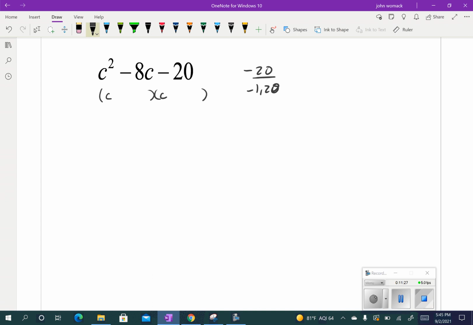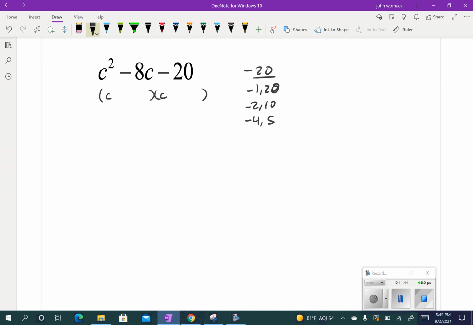You could be really methodical about this, right? Does 1 go into it? Does 2 go into it? Does 3 go into it? So 2 goes into it 10 times. 3 does not go into it. Check 4. 4 does. And then now I'm back to 5. I got a 5 over here, so I'm done. Those are all the possible things I can multiply together to get negative 20.